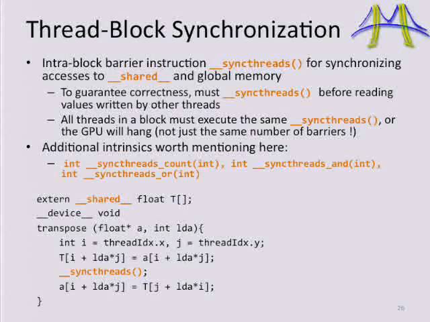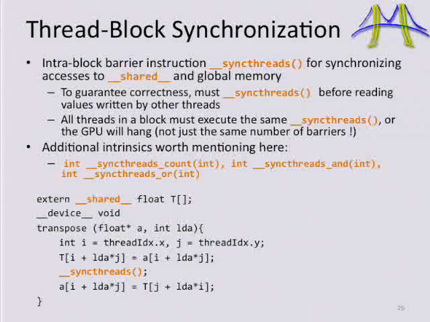Here's a little code snippet that transposes a matrix which lives in DRAM. Each thread is going to get its index into the matrix via its thread index. This shared float T will hold the matrix when you load it onto the chip, and then you can write it back out after that sync threads.